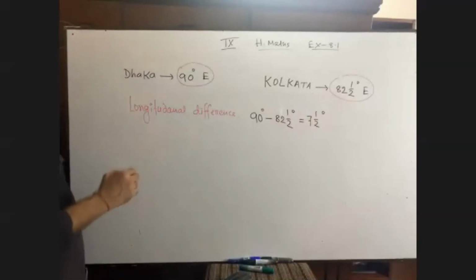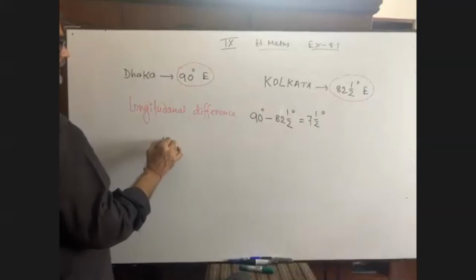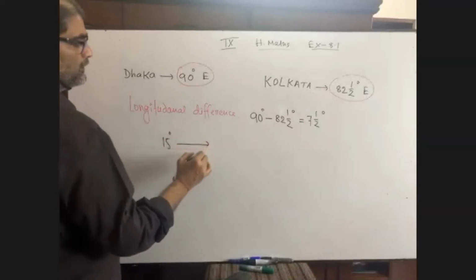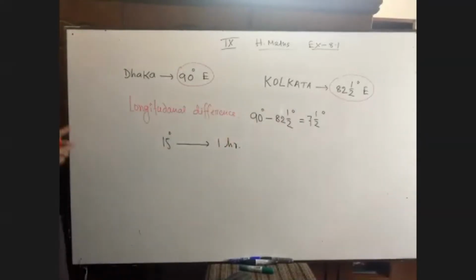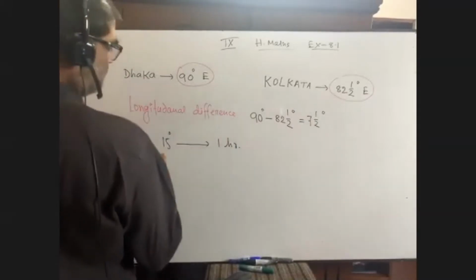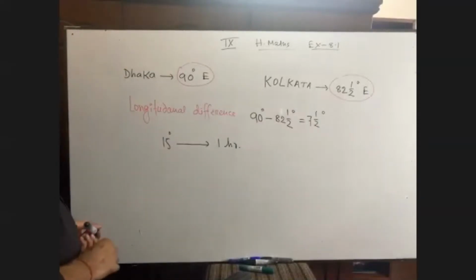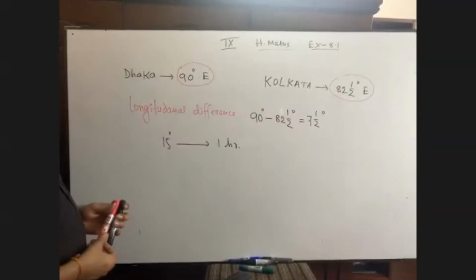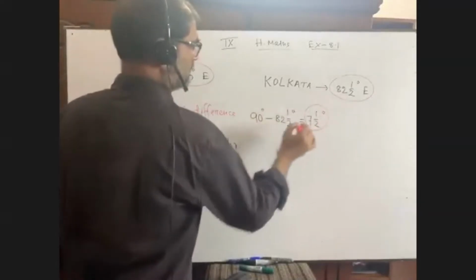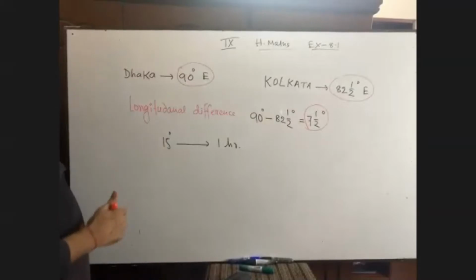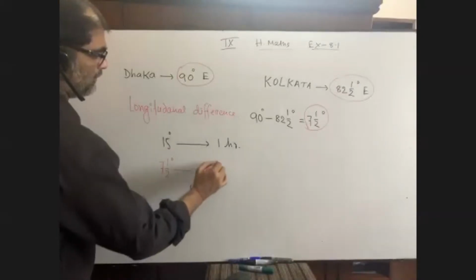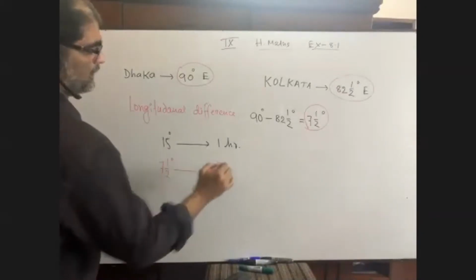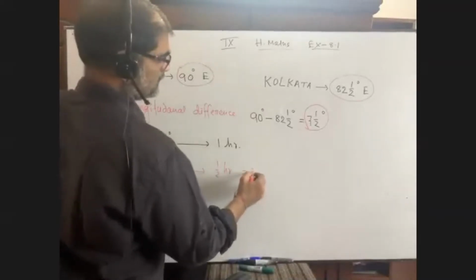Now you see, for 15 degree, the earth takes 1 hour. I just told it today. The earth takes 1 hour to rotate 15 degree. Here it is 7.5 degree. That is almost half of 15 degree, right? So for 7.5 degree, it will take half an hour. And half an hour means 30 minutes.